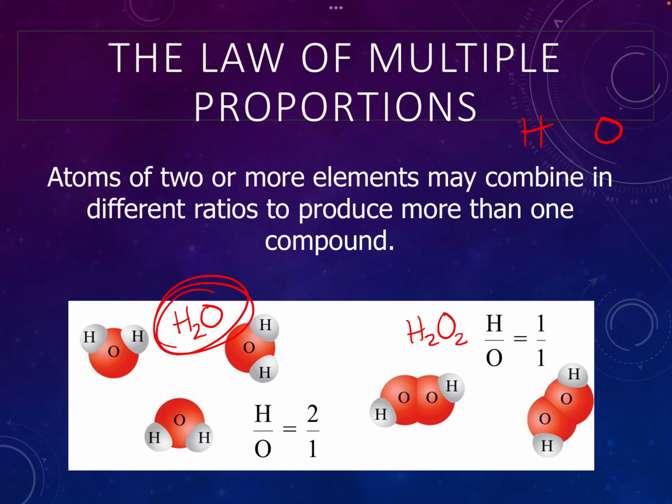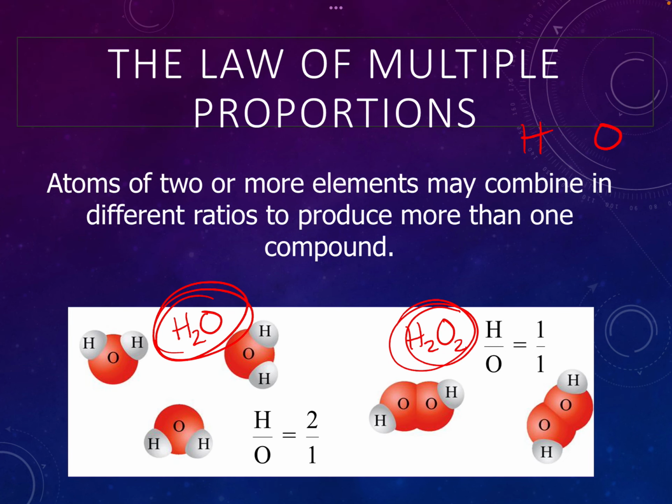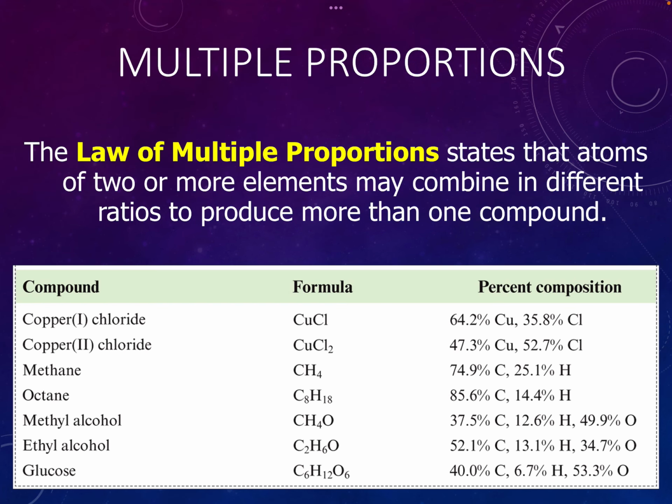So if we combine them in a 2-to-1 ratio, we can make water. If we combine them in a 1-to-1 or 2-to-2 ratio, we can make hydrogen peroxide. So I know that's a little bit confusing. Here is another example of the law of multiple proportions. If we have copper and chlorine, we can combine them in a 1-to-1 ratio and make copper(I) chloride, or we can combine them in a 1-to-2 ratio and make copper(II) chloride. Okay, so that's the law of multiple proportions. It states that we can have the same atoms combined in different ratios to make different compounds.